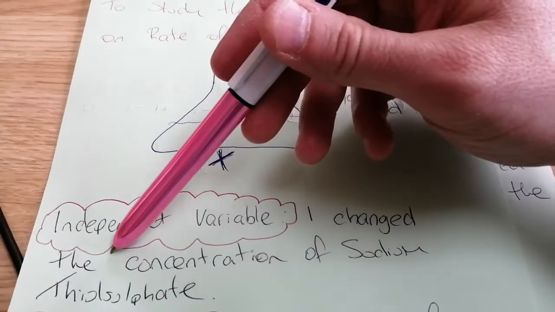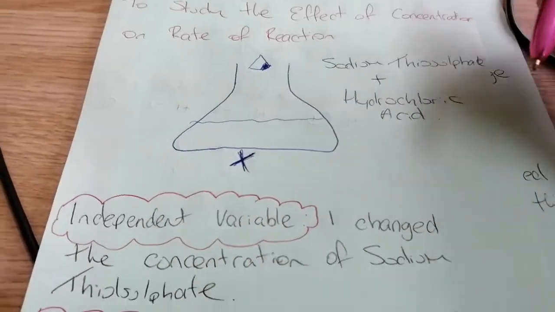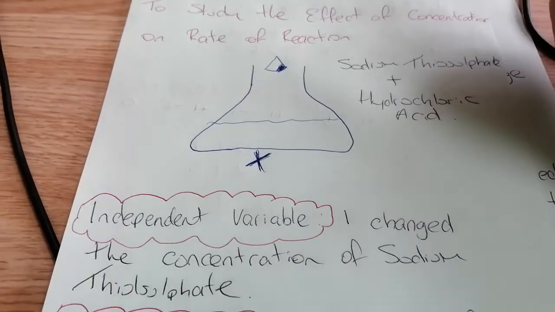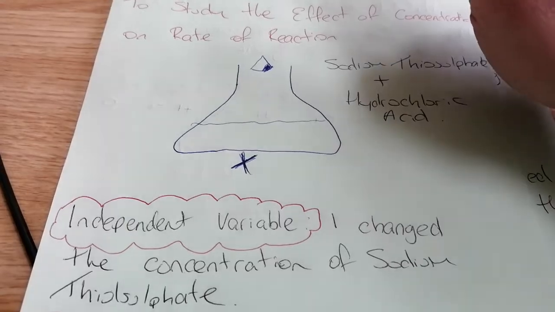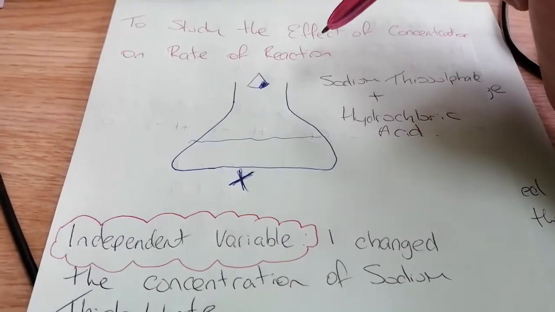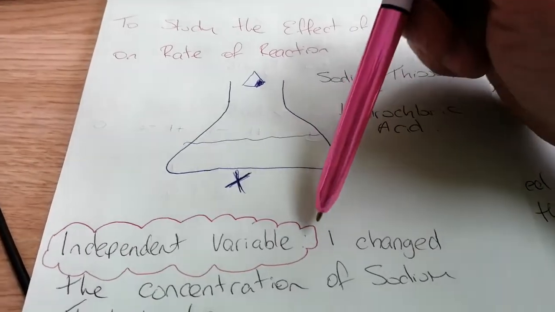So the independent variable: we changed the concentration of the sodium thiosulfate. If you remember, I went around the room and some people had 20 centimeters cubed, some people had 10, some people had 30, etc., of the sodium thiosulfate. So that was what we varied.